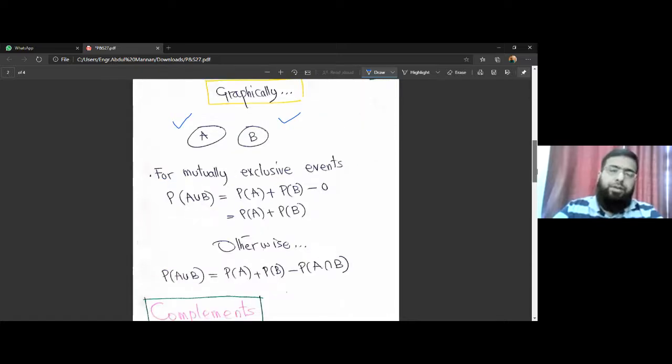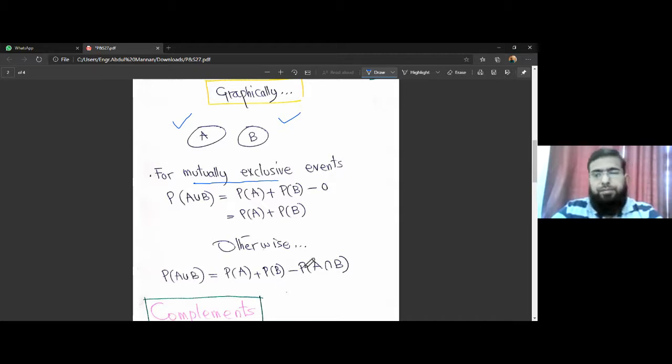For mutually exclusive events, the probability of A union B can also be written as probability of A plus probability of B minus 0. Why this minus 0? Because this is the probability of A intersection B, or AB, the joint probability. Since these are mutually exclusive or disjoint events, they cannot occur together. Therefore, this probability is 0. So for mutually exclusive events, the probability of the union of A and B is simply the sum of these two probability terms, probability of A plus probability of B. And otherwise, if they are not mutually exclusive, we have this formula.